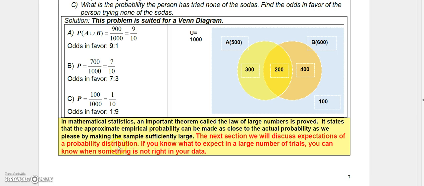So in the next section, we're going to discuss expectations of a probability distribution. And if you know what to expect in a large number of trials, you know when something is not right in your data.